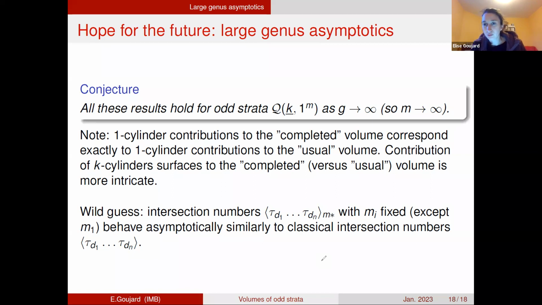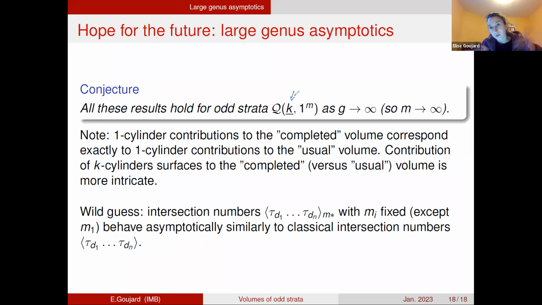The conjecture that I'm almost sure of is that if you fix some odd set of singularities and you add a bunch of 1s, and you let the number of 1s go to infinity, so the genus goes to infinity, then you should get all these results. Really, you should get exactly the same result. But this is so far a conjecture.